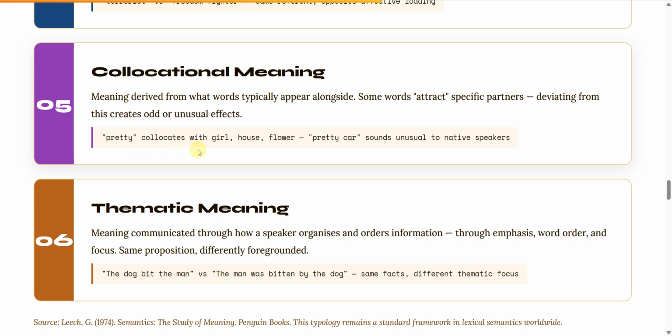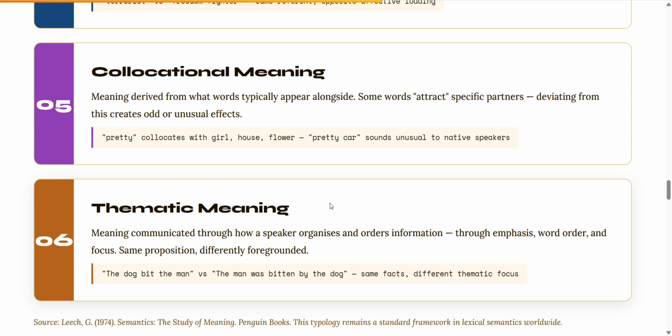For example, pretty collocates with girl, house, flower, and pretty car sounds unusual to native speakers, as pretty is mostly associated with girls, and a flower can be pretty, a dress can be pretty too.